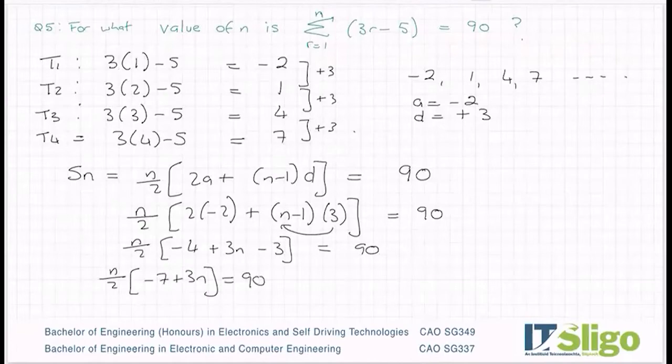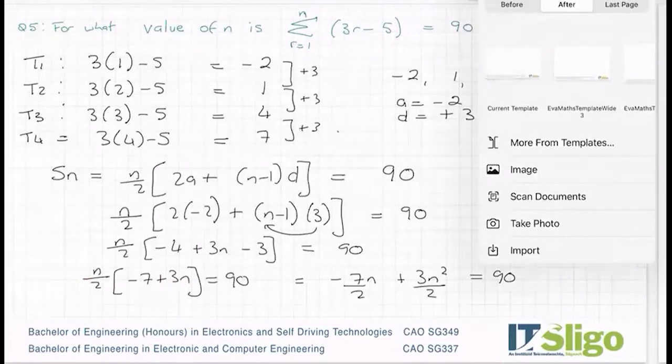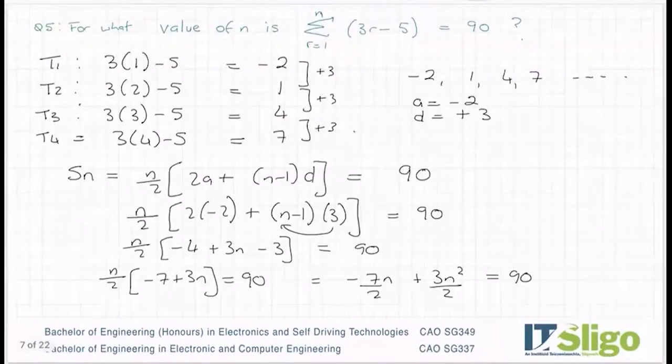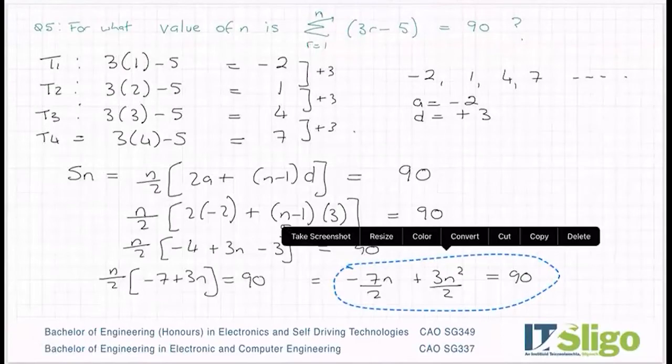Multiply that in, so it's top by top, so I'm going to have minus 7n over 2, and again top by top, plus 3n squared over 2, equal to 90. I'm just going to go on to a new page now, so I'm not squishing anything. So that's where I'm at.